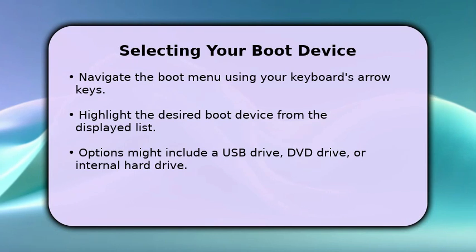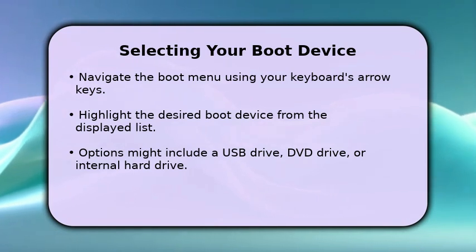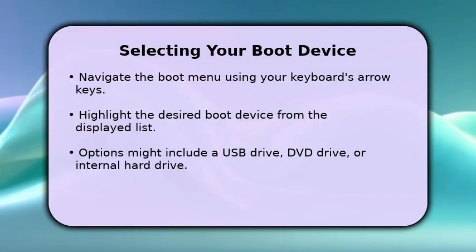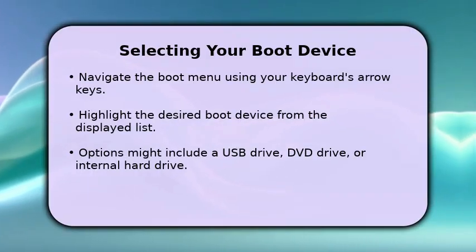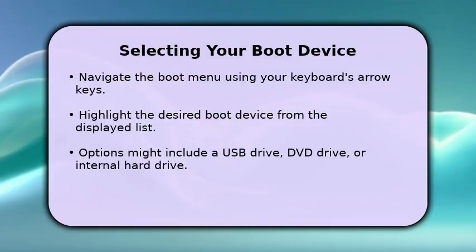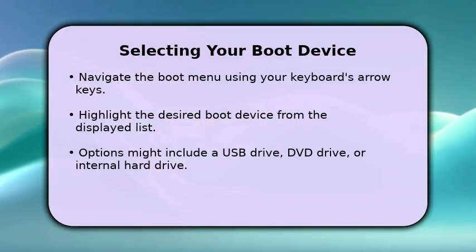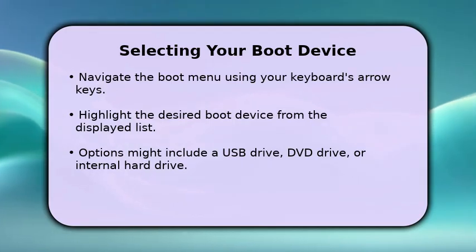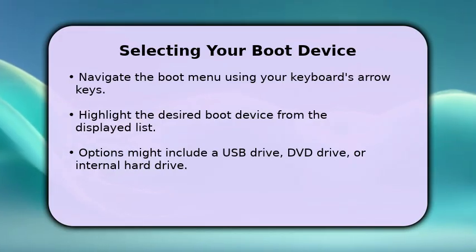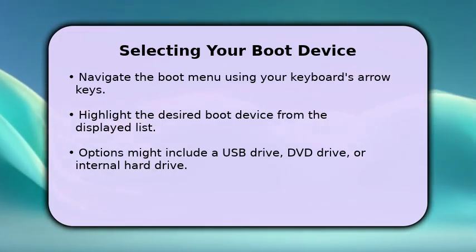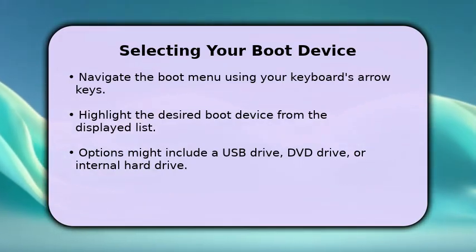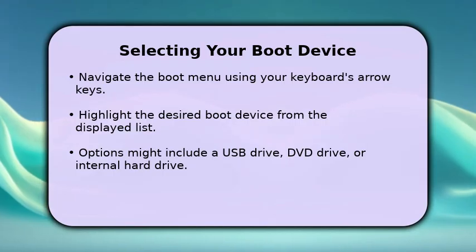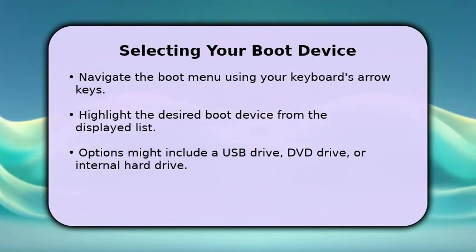Once you are in the boot menu, you will see a list of available bootable devices. Use the arrow keys on your keyboard to navigate up and down this list. Common options include your internal hard drive, a connected USB flash drive, or an optical drive if you have a DVD or CD inserted. Highlight the device you wish to boot from, for example, a USB drive containing an operating system installer, and then press the Enter key. Your computer will then attempt to start from the selected device.